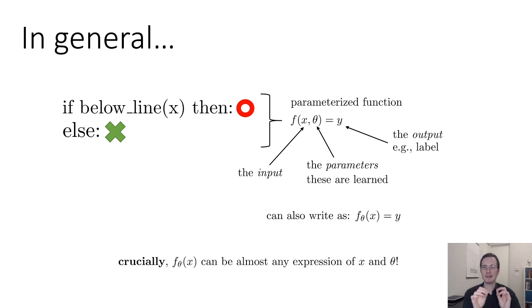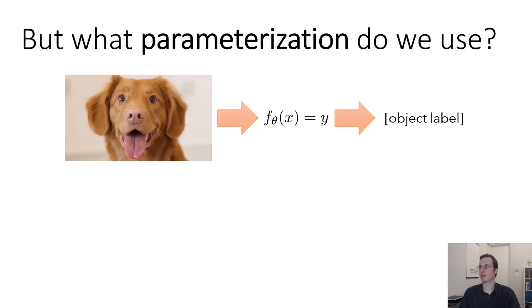f. And crucially, f theta of x can be almost any expression of x and theta. So here we have a very simple f. It's just an if statement with a line in it. But you could have f be something much more complicated. You could have it be a big complicated program with lots of parameters, or you could have it be a very simple program with lots of parameters. You could have a giant matrix represented by theta. Right, so there are many choices you could make. So which choice should we make? What parameterization do we use?